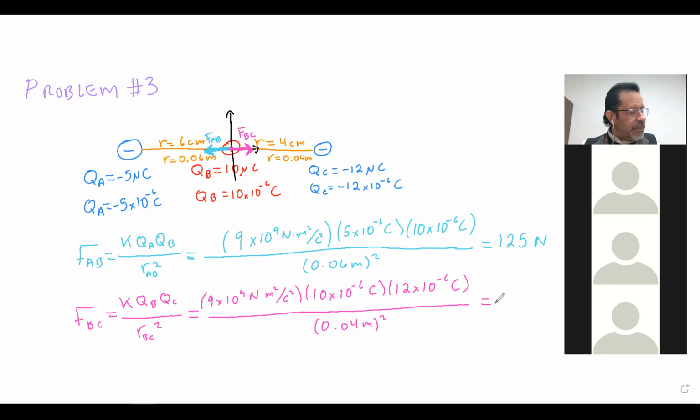What did we get for force BC? 675. There we go. So who's pulling the strongest here? C is pulling the strongest, and it's pulling a lot more than A. So person C is really attractive, intelligent, smart, witty, funny, etc. Person C has all of these characteristics and so person C is winning. So person B wants to go with person C.